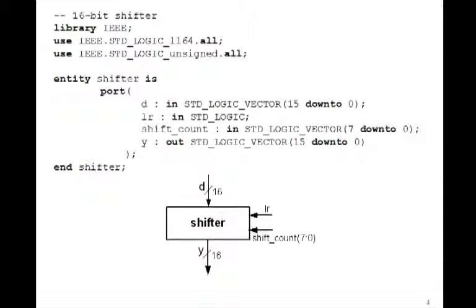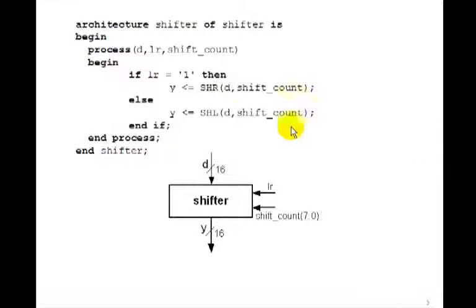Here's a VHDL program which will do it. We make a shifter. D is 15 down to 0, 16 bits coming in. LR is our little left-right control. Shift count is the input, 7 down to 0. And Y is the output, 15 down to 0. And here's what you can say. You have a process on D, LR, shift count, and you say if LR is equal to 1, then Y gets shift right D comma shift count, else Y gets shift left D comma shift count. So if LR is 0, it'll shift left. If it's 1, it'll shift right, and it shifts it shift count bits. So this is very useful.